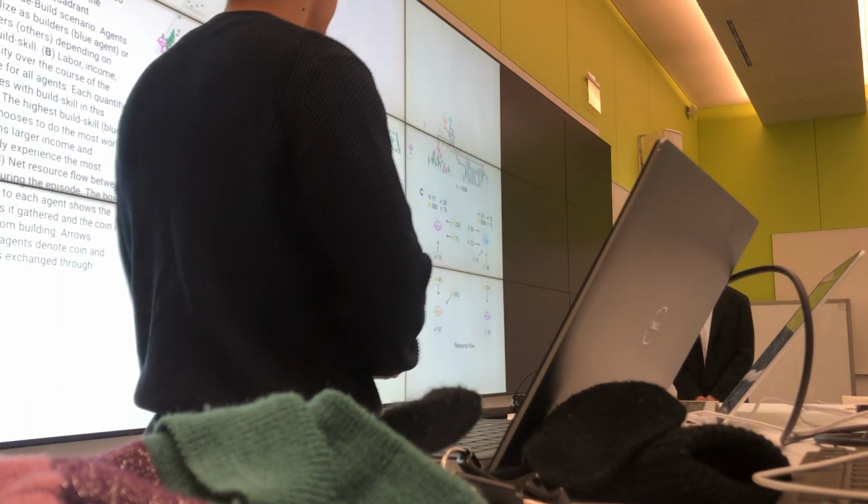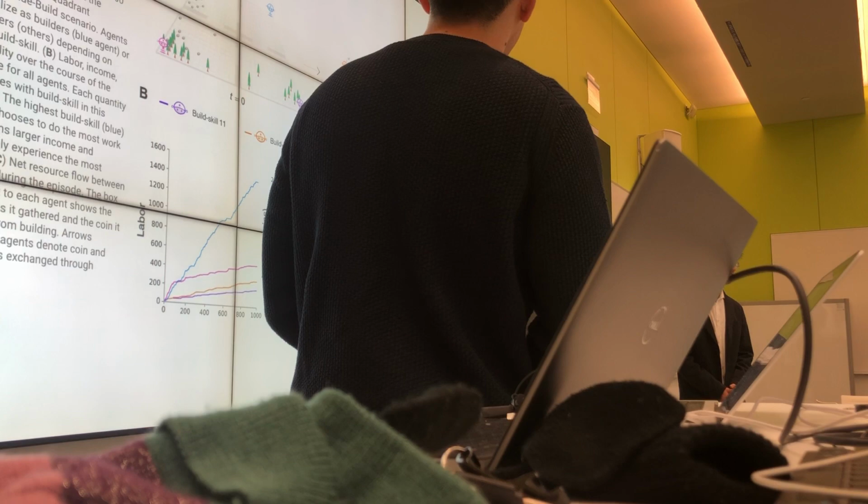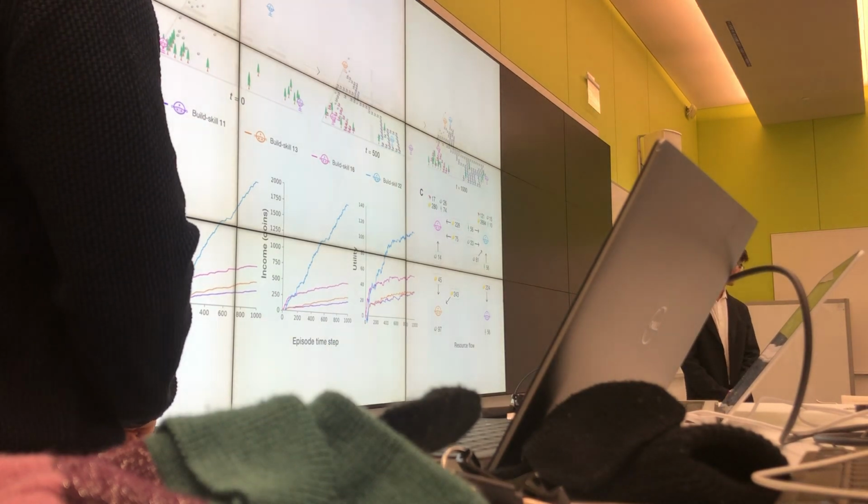So I think one thing that could be interesting here is to see if in this setup there could possibly be an agent with low build skill that still becomes the richest, right? Which is what happens all the time in the real world.